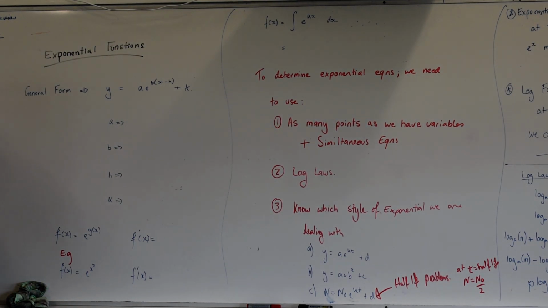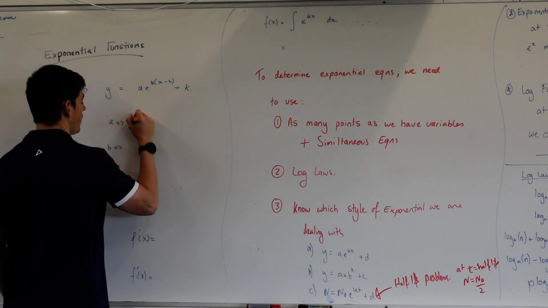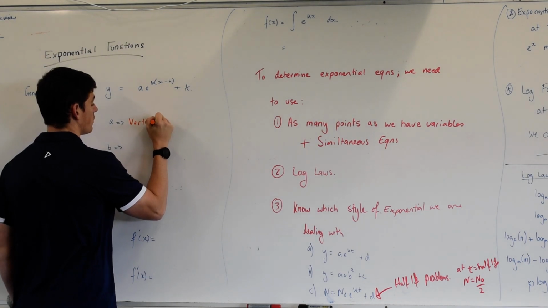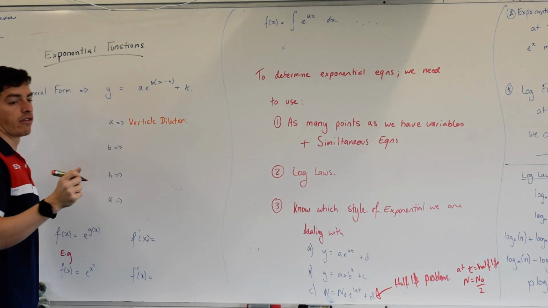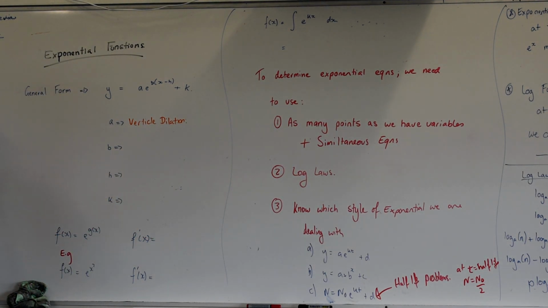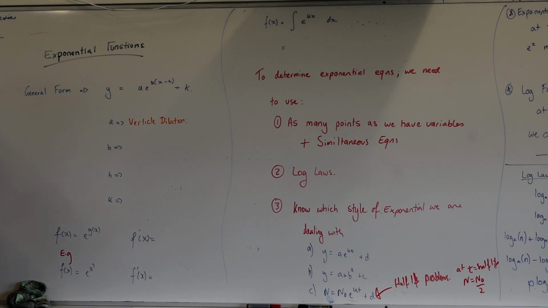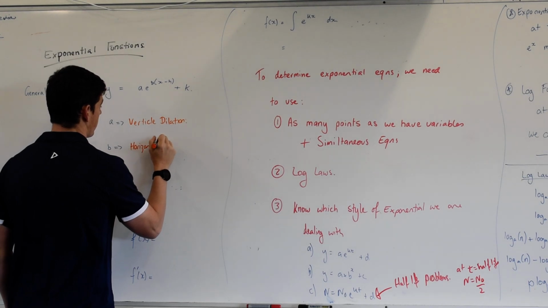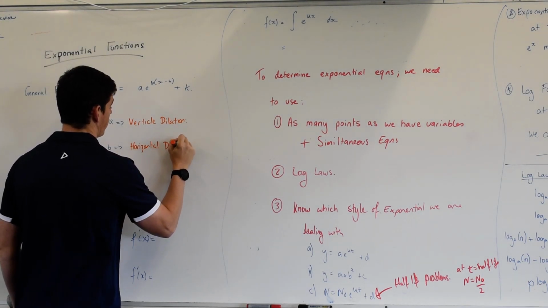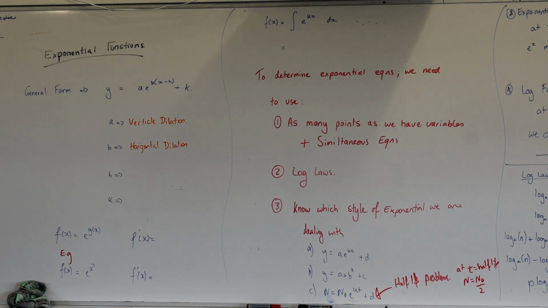What does the A do? Yep, and if it's negative, what does it do? Not reverse. Reflected around what axis? The x-axis. Very good. B, what does B do? Which type? Yep, horizontal, and we'll flip it around the y-axis. I'm not going to write that, you just need to think about what's actually going on. You know what a negative does, just think about what's going on.